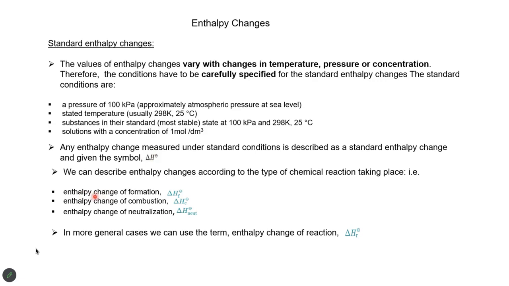And then enthalpy change for formation, we write it like this. We are not mentioning temperature here, because the standard temperature is constant, so it is just omitted. So there is the standard enthalpy change for formation, for combustion, for neutralization, or if we get this sign, it is the enthalpy change for the reaction.